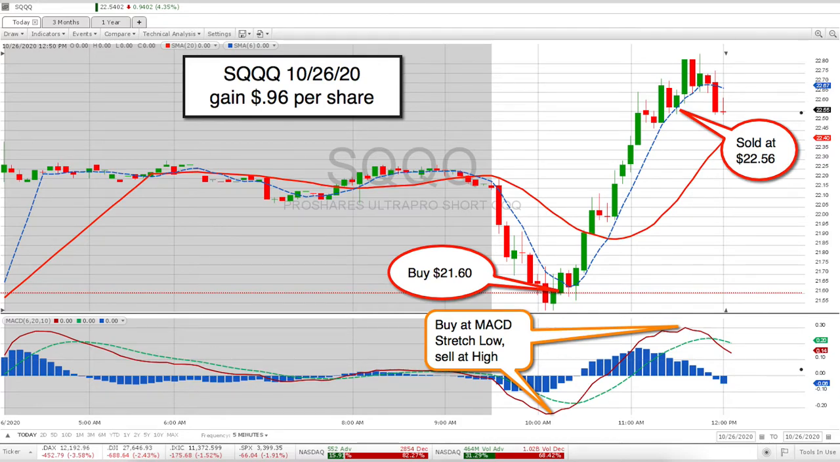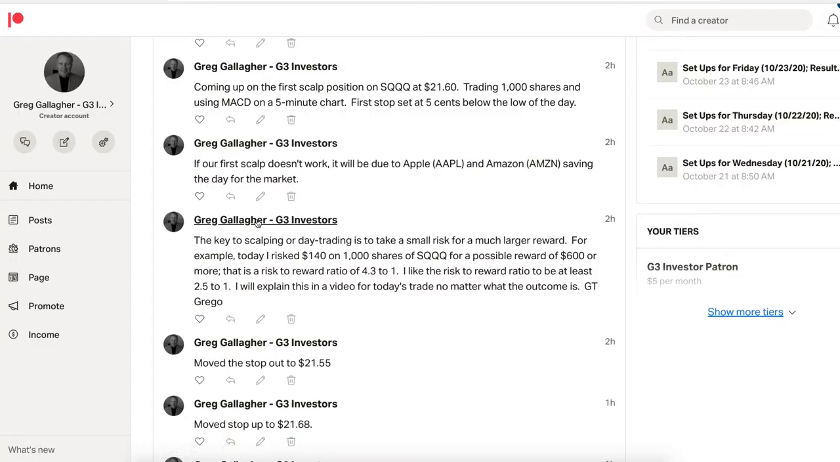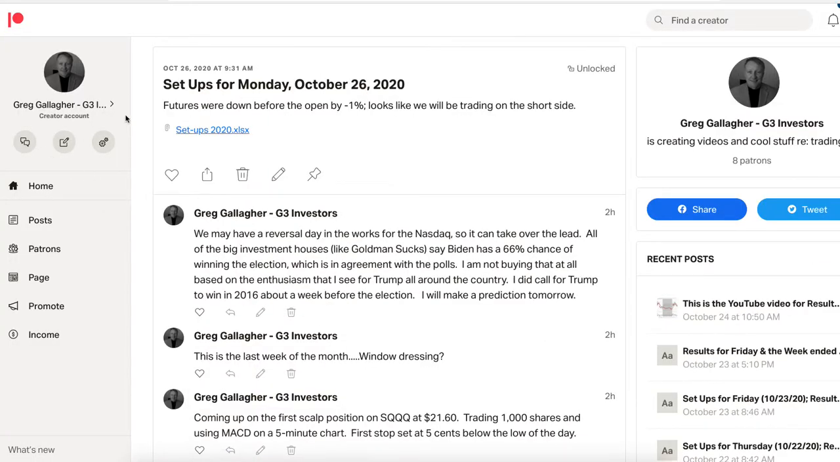So anyway, that's how we trade at G3 Investors. Now, I'll give you an example. This is the setup schedule that I sent out. The futures in the morning were down by 1%, and I said it looks like we'll be trading on the short side. That's the setup schedule right there that you'd get.